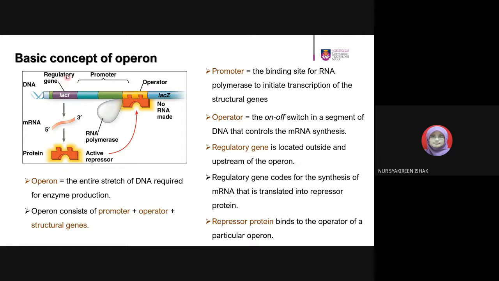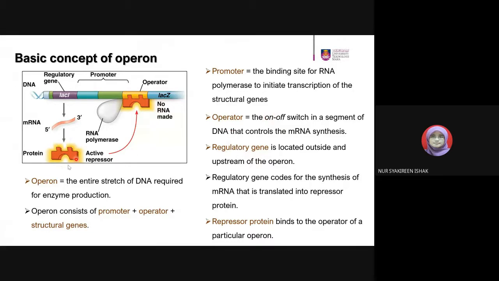Okay, remember that. It is in front of the promoter. It is outside of the operon. So the promoter is the binding site for RNA polymerase to initiate transcription of the structural genes. Okay, so the promoter is the binding site of RNA polymerase used to synthesize mRNA later. The operator is the on-off switch in the segment of DNA that controls the synthesis of mRNA. So if there is repressor, the operon is switched off. If there is no repressor, the operon is switched on.